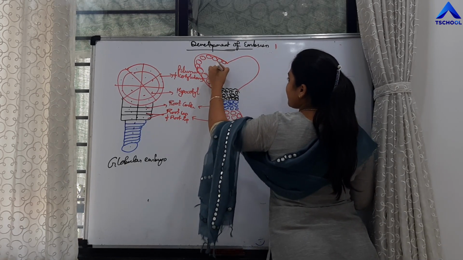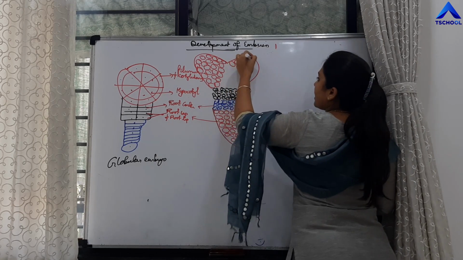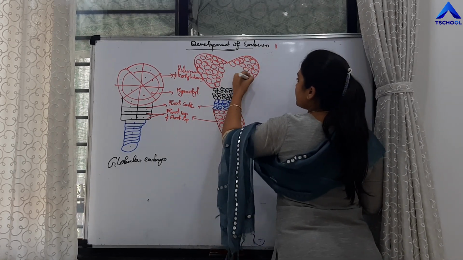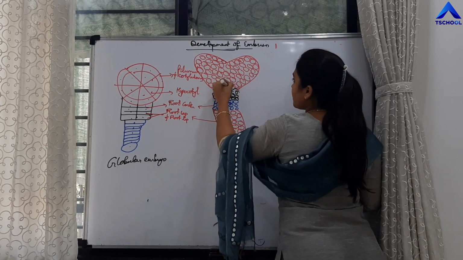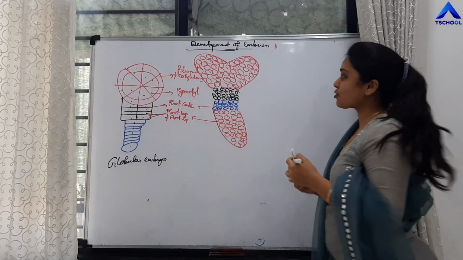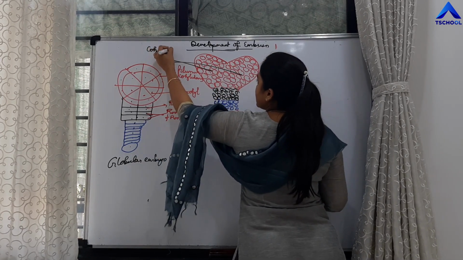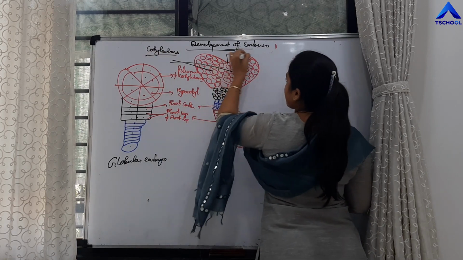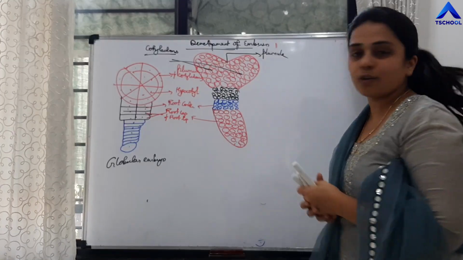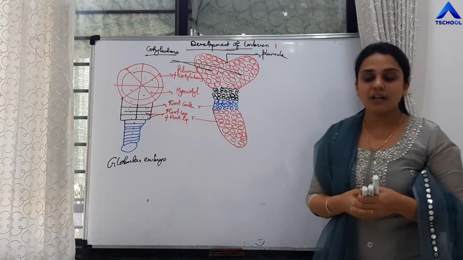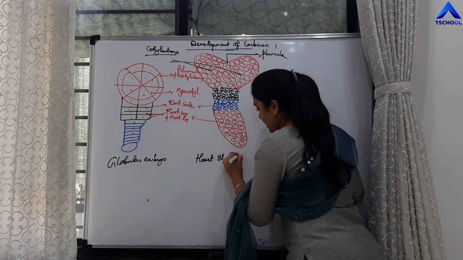So what are the cells of? These are the cells which are going to give rise to cotyledons, right? So a dicot embryo obviously will have two cotyledons, right? So the two cotyledons are formed from these cells, right? And the tip is going to give rise to plumule, right? So these are the two cotyledons and the tip is plumule. Look at the shape of the embryo. The shape is similar to a heart. That is why this embryo is called heart-shaped embryo.